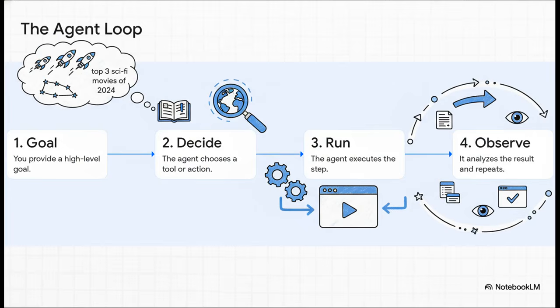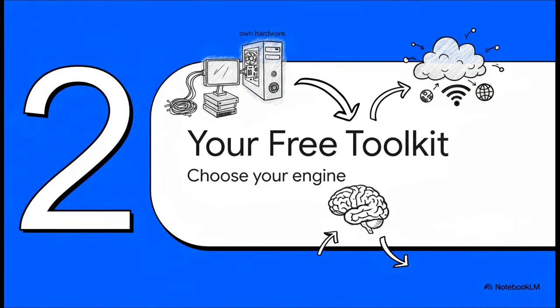And this whole process is actually a really simple loop. You give it a goal, something like find the top 3 sci-fi movies of 2024 and summarize their plots. The agent then thinks, okay, my first step is probably to search the web. It runs that search. Then it looks at, or observes, the results. Based on what it finds, it decides on the next step, and it just keeps repeating this loop until the job is done.